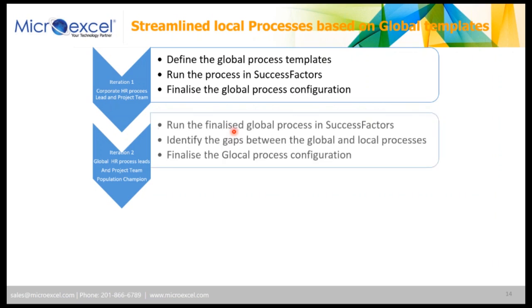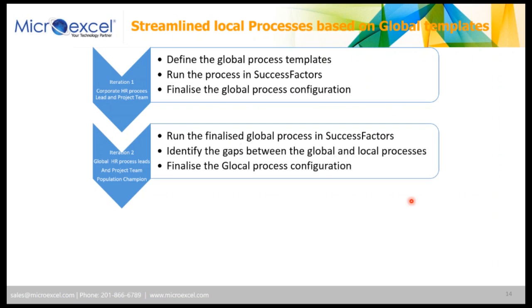So what we do is we run the global process, and then we identify the gaps between the global process and the local process. For example, in performance management, corporate may have thought about having a section on certain sets of data, let's say corporate values, and in some countries you can still comment on it, but you cannot rate it, but corporate wants to rate it. So we will have to discuss the gaps.